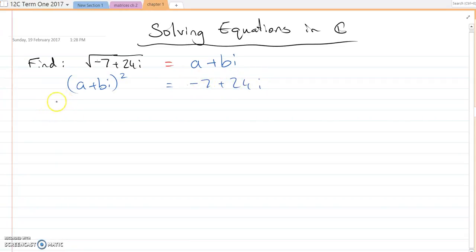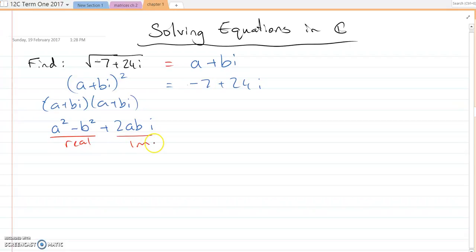a plus bi squared is, I'll just go step by step, a plus bi times a plus bi, which is a squared. The real part is the a times the a, and the bi times the bi, which becomes minus b squared because of the i squared. We're going to have an a times bi, and we're going to have two of those, 2abi. So this is the real part, this is the imaginary part, and this has to equal minus 7 plus 24i, where this is the real, this is the imaginary.